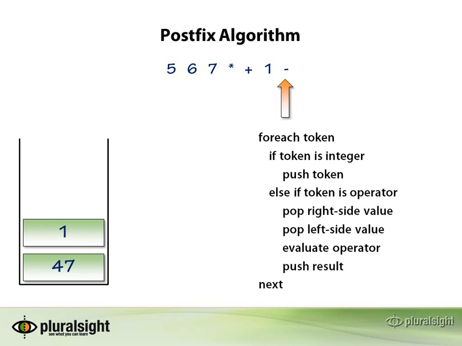So we'll pop the 1. This will be the right-hand side of the subtraction expression. And then we'll pop the 47. 47 minus 1 is 46, which we push onto the stack. And that's our answer. Now that's our answer because we've gotten to the end of the token list, and the last item on the stack is the result. So let's go take a look at the postfix algorithm actually implemented in C#.